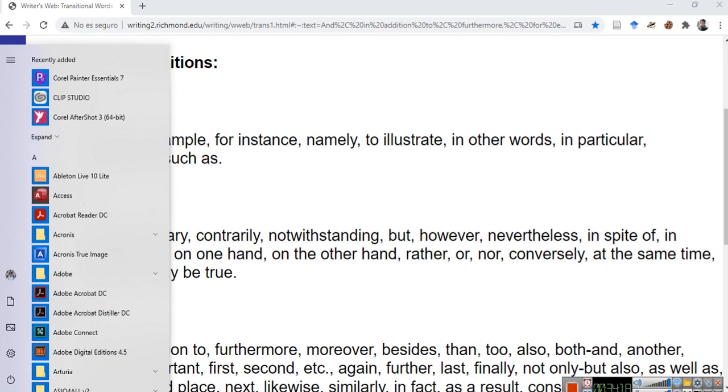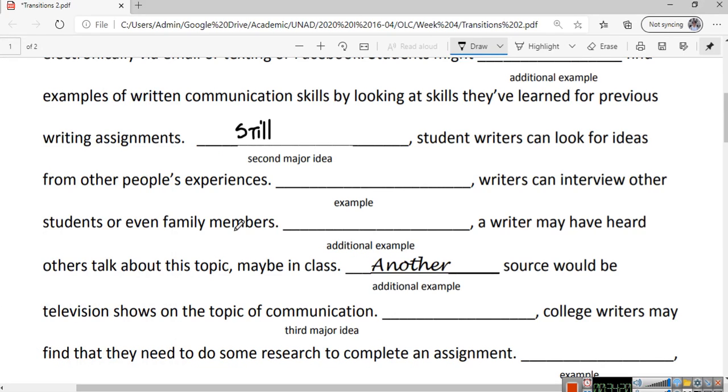And let's go back to the exercise. And I have, okay, writers can interview other students or even family members. One sentence. Patricia, help me with this one.